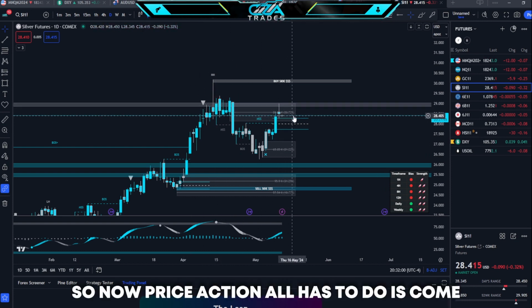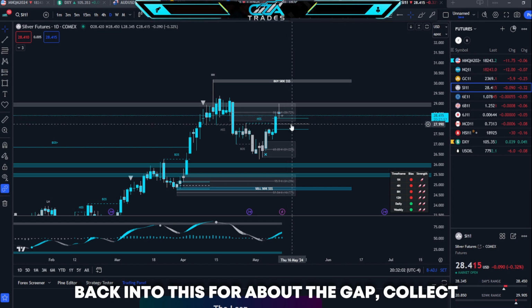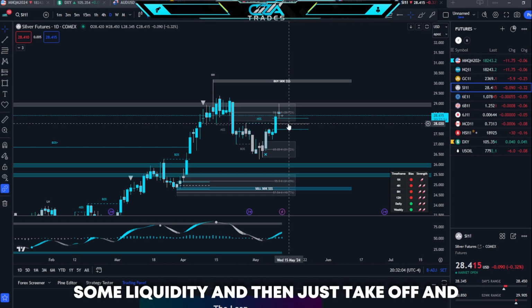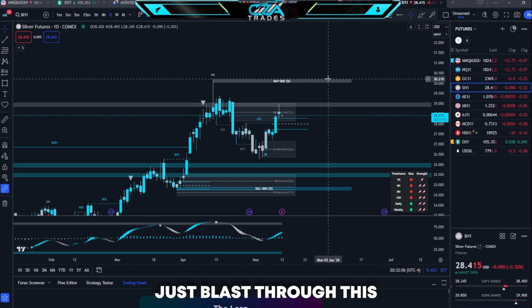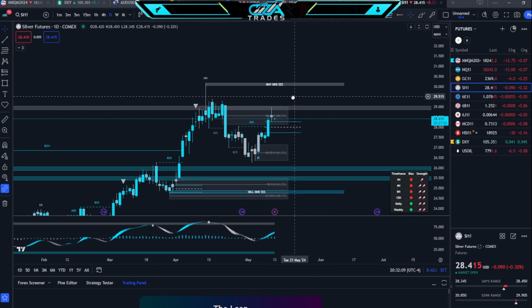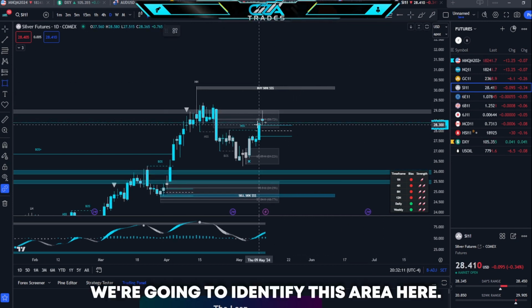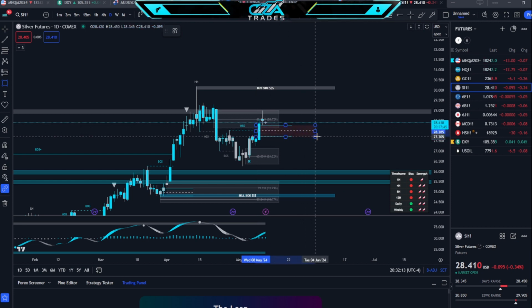So now price action, all it has to do is come back into this fair value gap, collect some liquidity, and then just take off and just blast through this market structure here. So what are we gonna do? We're gonna identify this area here, this fair value gap.